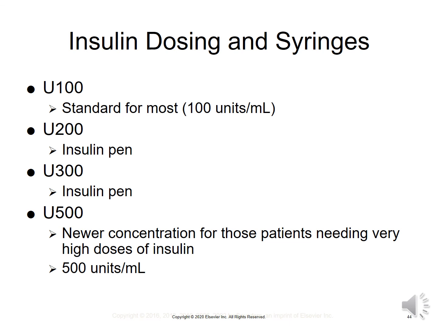Insulins can come in U100, U200, U300, and U500. And these are just the concentration. So the standard is U100, okay? But insulin pens can be either U200 or U300. And then U500 is a really concentrated insulin that they use in an insulin pump sometimes, especially for patients that need high doses of insulin.